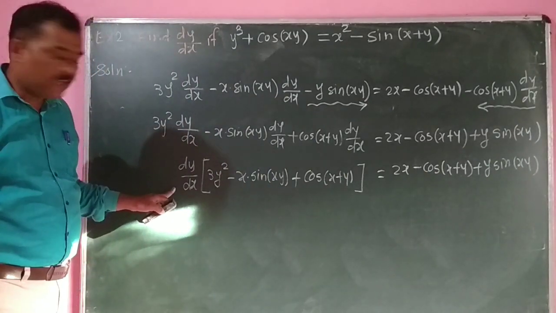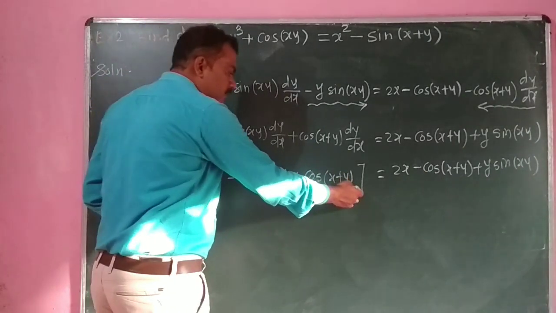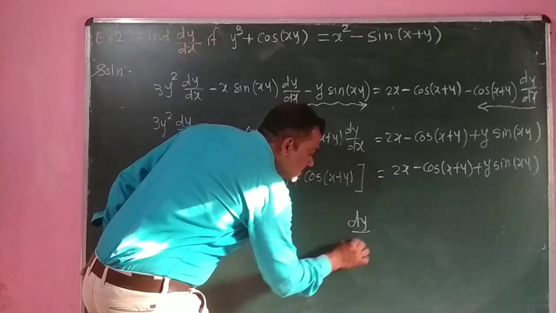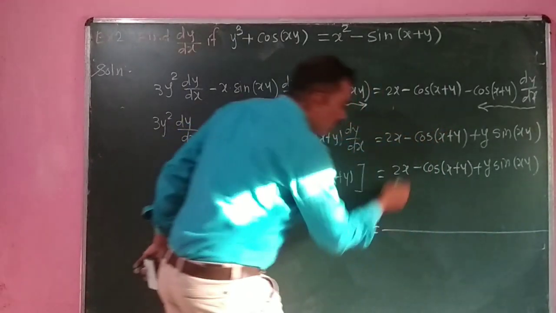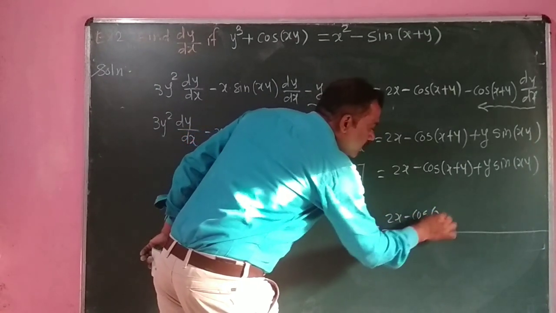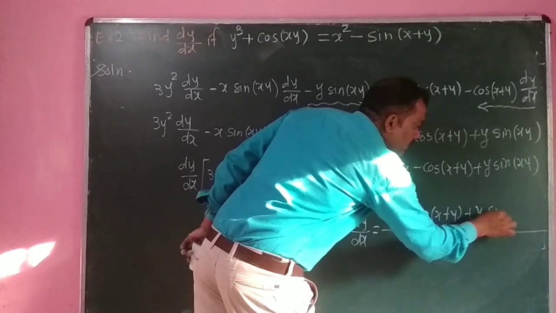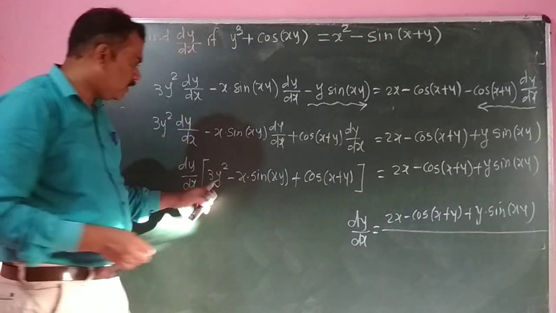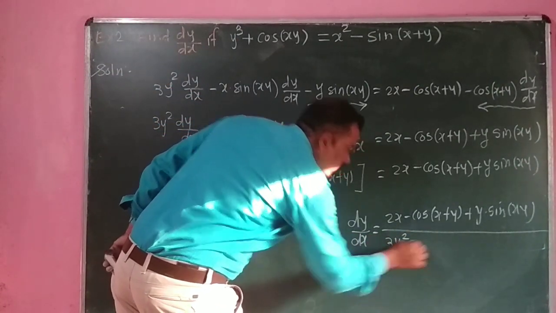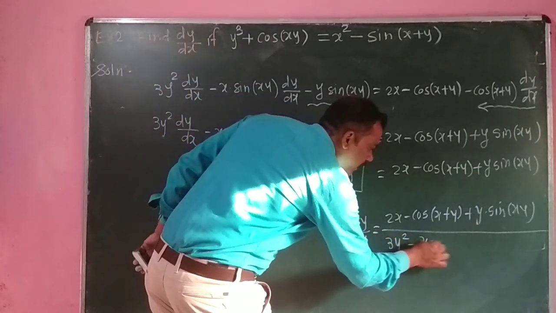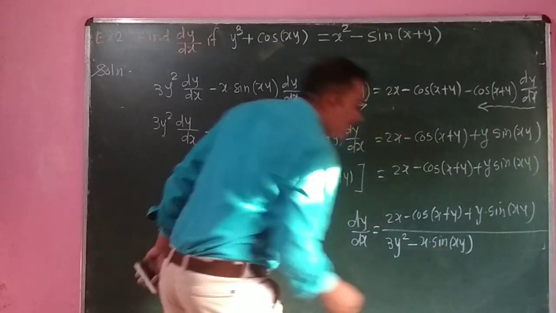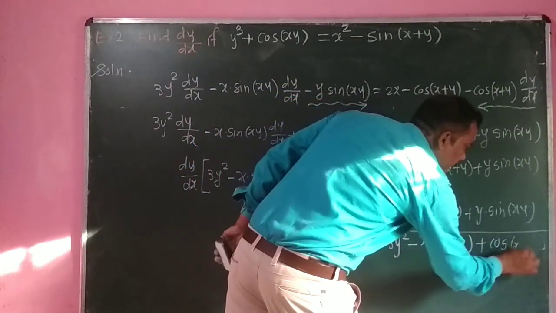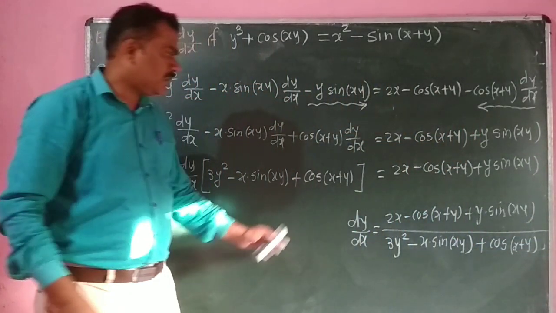Now from this we have to find the value of dy by dx. This whole bracket multiplied to this dy by dx we have to take to the RHS, it must be divided, so dy by dx is equal to, we write this term as it is, 2x minus cos of x plus y plus y sine of xy, divided by this term, 3y square minus x sine of xy plus cos of x plus y. Okay, this is the required answer.